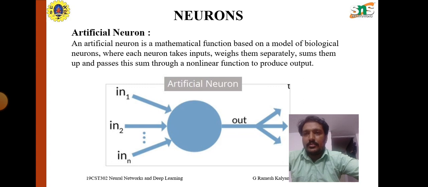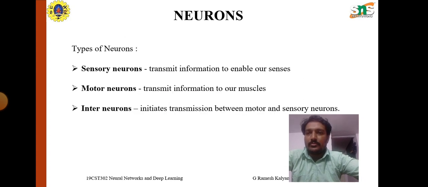An artificial neuron is a mathematical function based on a model of biological neurons, where each neuron takes inputs, weights them separately, sums them up, and passes the sum through a non-linear function to produce the output. So this is an artificial neuron. These artificial neurons are interconnected in the neural network to solve complex problems.